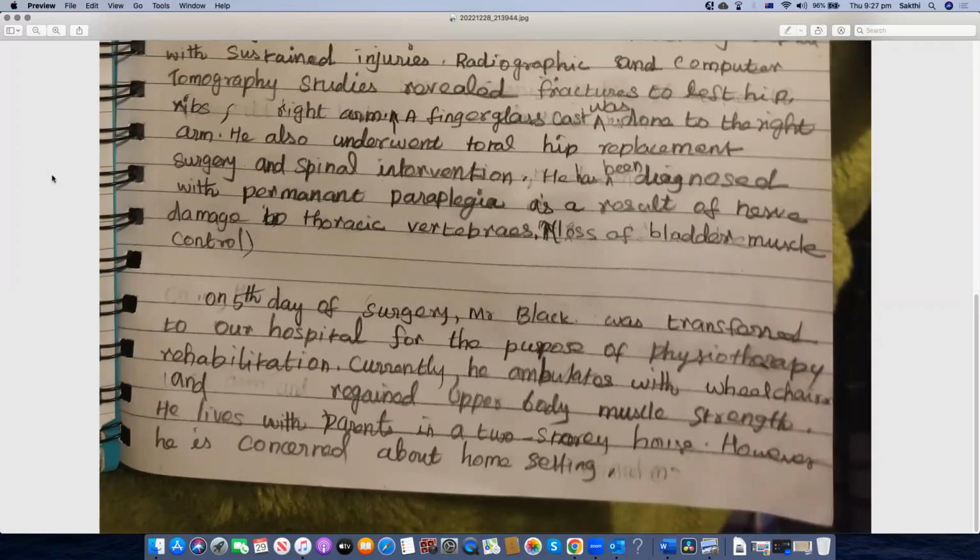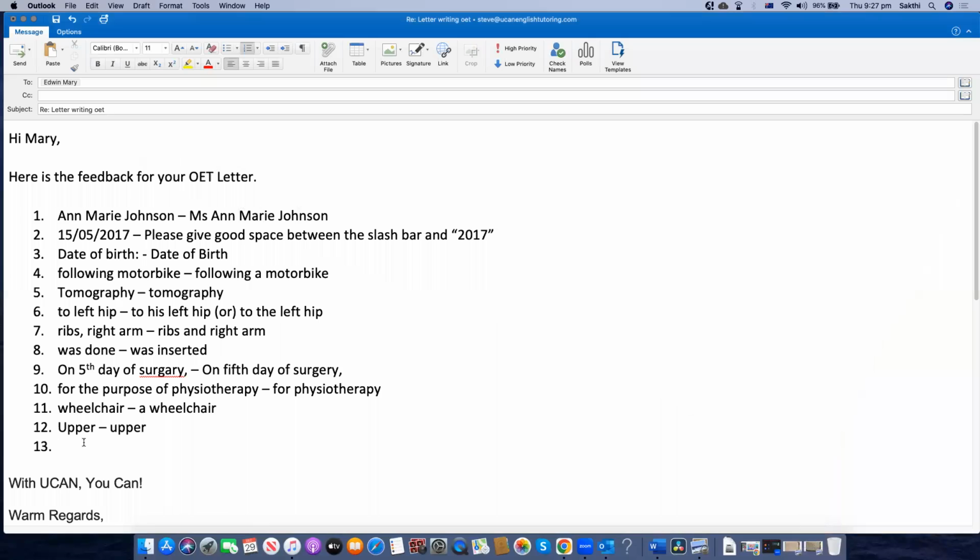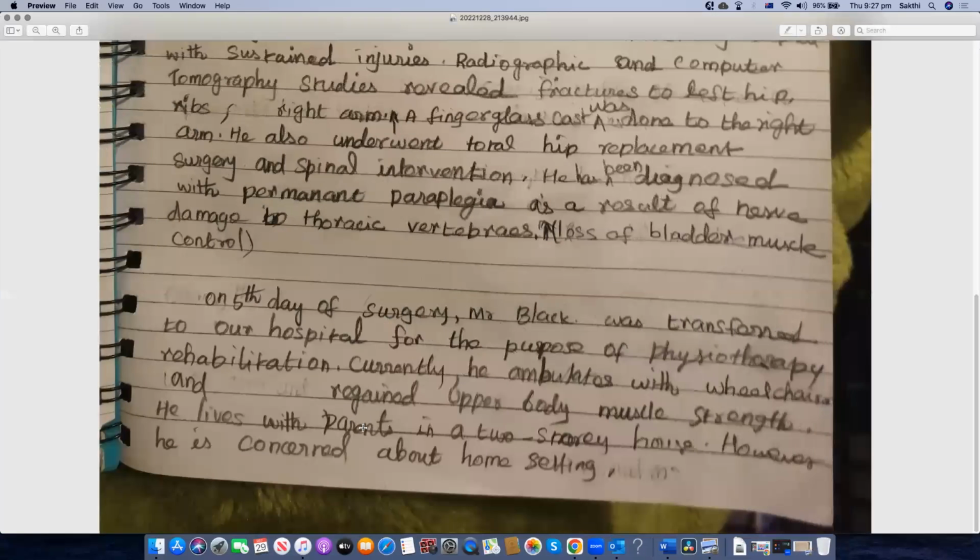Okay, he lives with the parents. It's better to use he lives with his parents, rather than he lives with parents. Because this one makes the information even much clearer, isn't it? So with the parents, it's better to say with his parents. Okay, parents could mean anyone, isn't it? We may have maybe other parents also. All right, so it's better to say he lives with his parents. Okay, in a 2-story house. That's fine, that's absolutely fine.